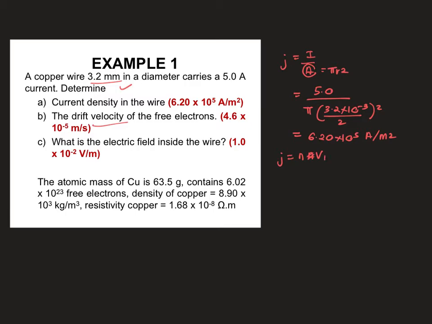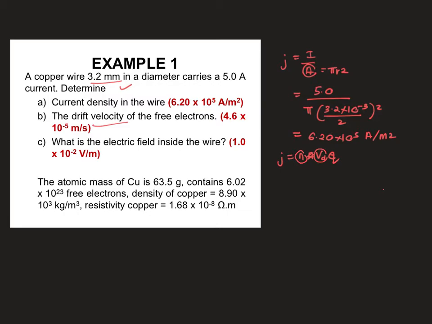NVE, or maybe I change the E to Q. Okay, number of charge. But here they are talking about electron, and therefore I can actually put E over there. So for me to find the drift velocity here, I need to know the charge density first.